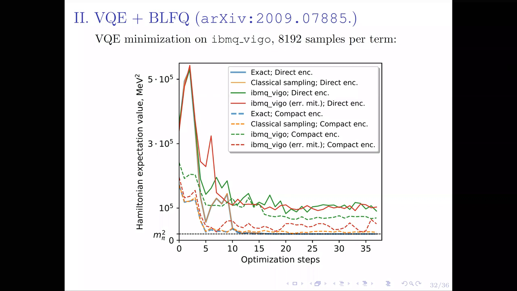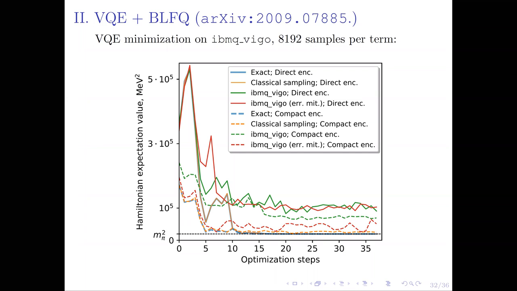Because a quantum computer cannot calculate amplitudes. A quantum computer can only sample from the probability distribution, and the best it can do is to sample from the exact probability distribution. And finally, the green and red lines are the ones obtained from an actual IBM quantum computer.